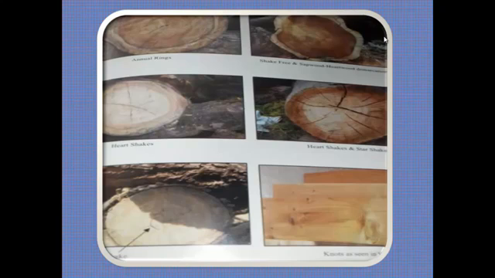First of all, you can see the annular rings, which determine the age of the wood. Then you can see the heart shakes, then heart and star shakes, and finally, you can see knots as well.